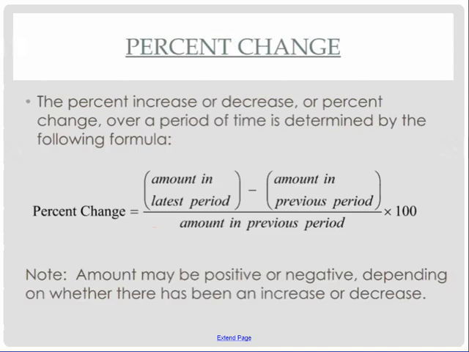Okay. All right, the next thing we're going to look at is percent change, and this is one of the things that a lot of people really do mess up. Whenever you talk about the percent increase or percent decrease, here's a nice little formula. It's the amount in the latest period minus the amount in the period before that, divided by the amount in the previous period. So you're looking for the change divided by the amount in the previous period.